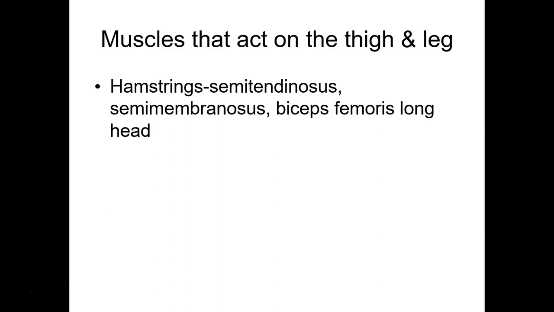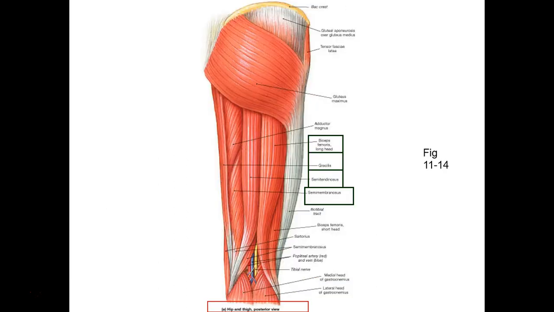All right, we talked about the quads. Now let's go on the back of the thigh and talk about the hamstrings. Okay, so first of all, you got to figure out when you have a picture like this, what's medial and what's lateral. Find that iliotibial band or tract, that's lateral. Okay, so there's your gluteus maximus, by the way. We'll talk about that in a minute.